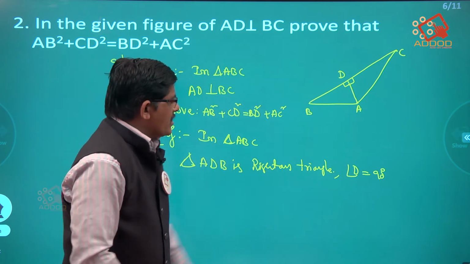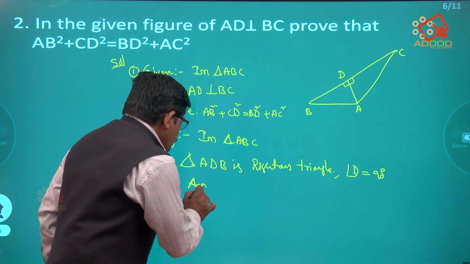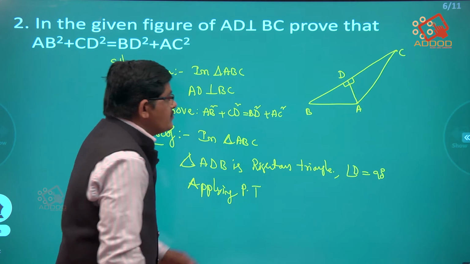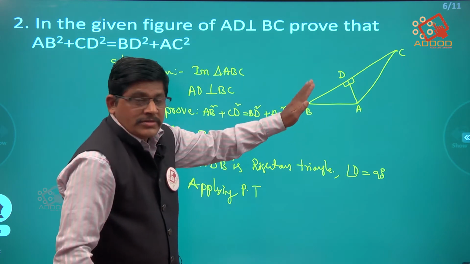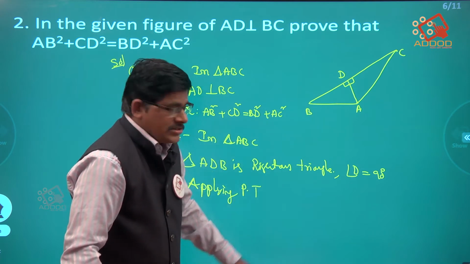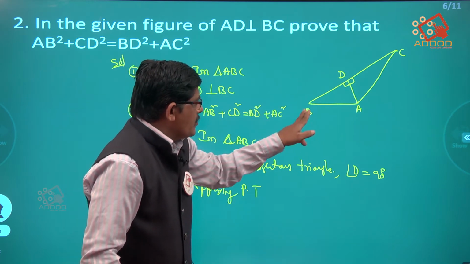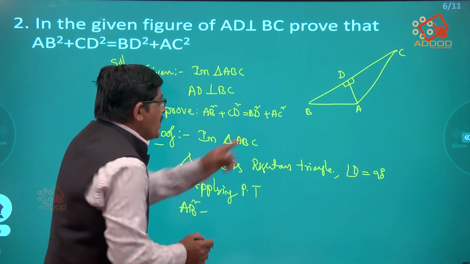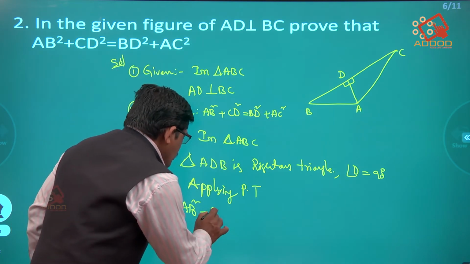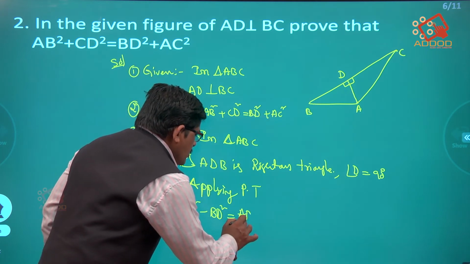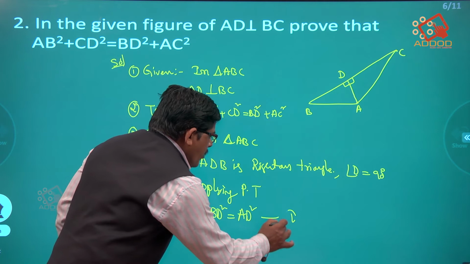Applying the Pythagoras theorem. What is the Pythagoras theorem? The square of the hypotenuse side is equal to the sum of the squares of the other two sides. Applying it, AB square minus BD square is equal to AD square. This is equation number 1.